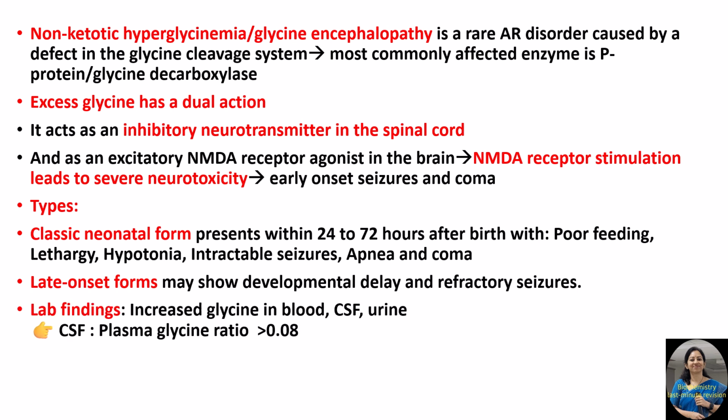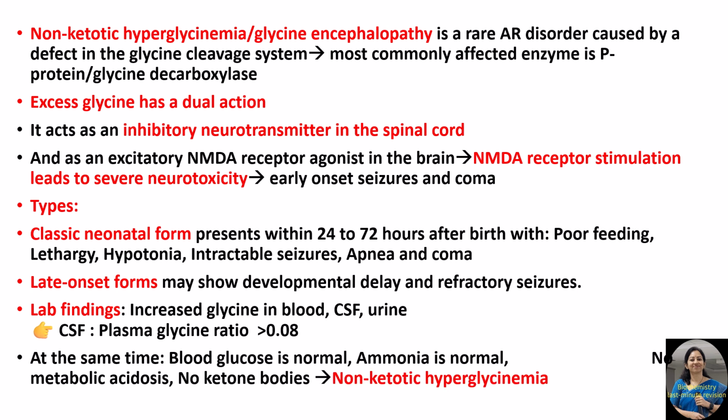Now, what are the lab findings in non-ketotic hyperglycinemia? Obviously, glycine is increased in blood, CSF, and urine. If you can remember this, the CSF to plasma glycine ratio will be more than 0.08 in this disorder. At the same time, the blood glucose is normal, ammonia is normal, there is no metabolic acidosis and no ketone bodies, hence the name non-ketotic hyperglycinemia.